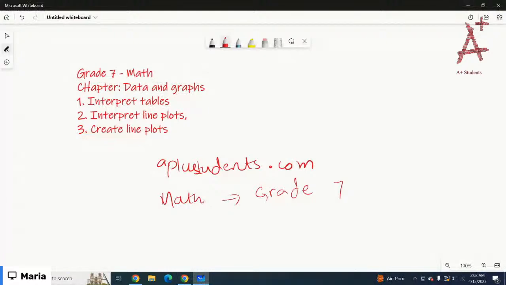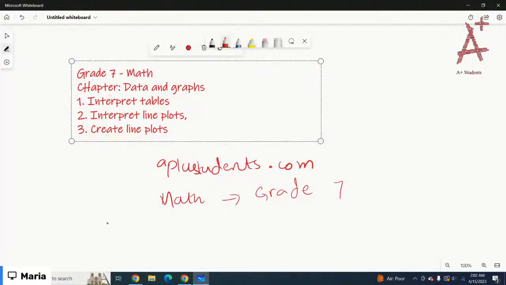So there you can find a list of the chapters. We're going to start with the chapter data and graphs. The lessons we're going to cover today are interpret tables, interpret line plots, and create line plots. So let's just start with the first lesson.